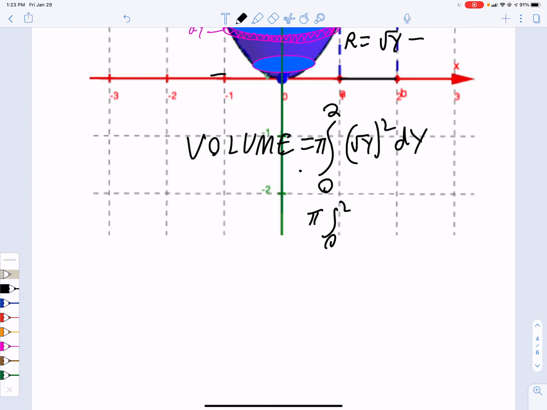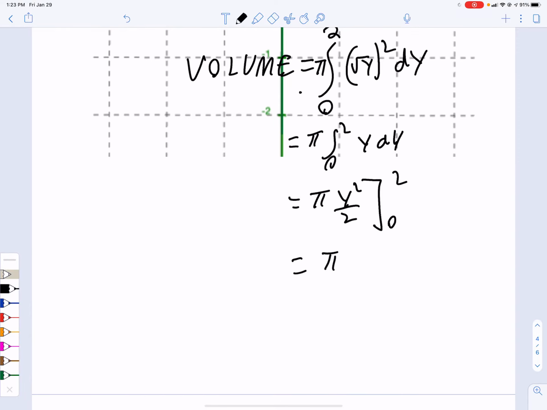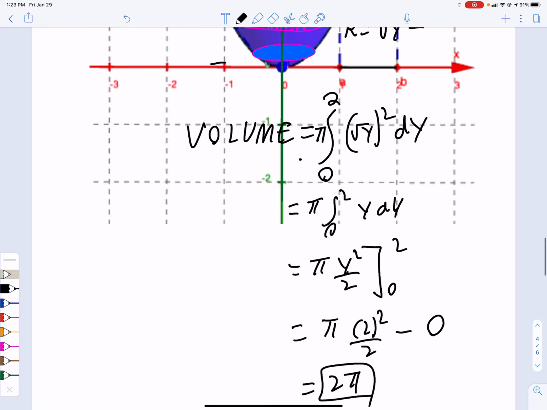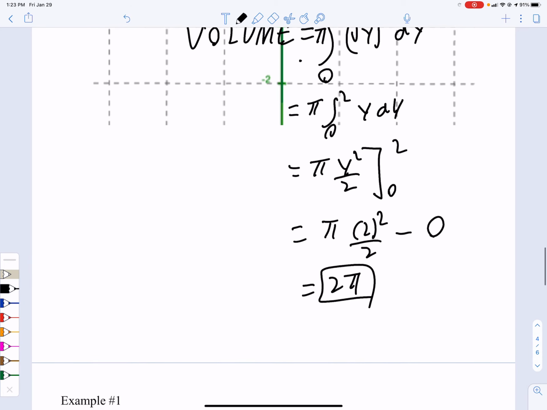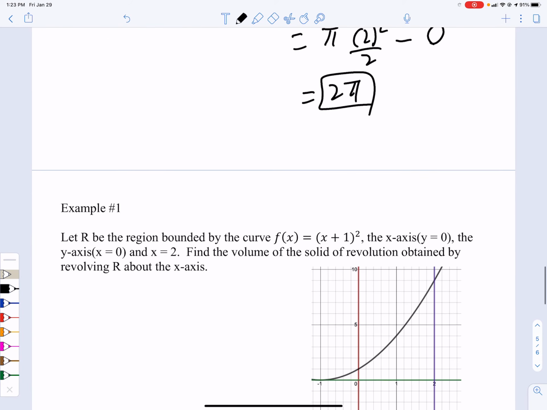Square root of y squared is just y. The antiderivative of y is y squared over 2. And so we're going to get 2 squared over 2 minus 0. And there's our answer, 2 pi cubic units. Very interesting. All right, so we have 2 more examples we're going to run through. And that's the end of this video.